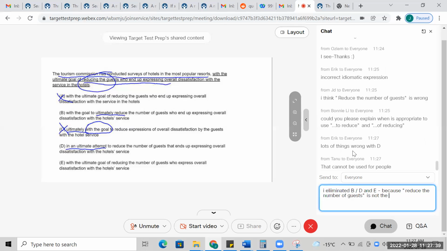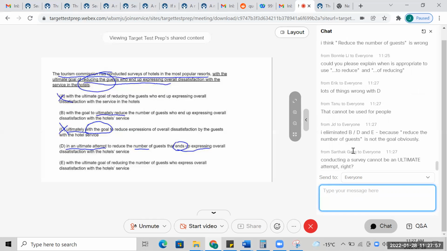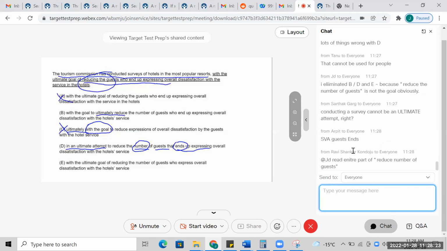Anyway, "in an ultimate attempt to reduce the number of guests that ends up expressing"... wait, a number? Ends up expressing? Notice what they did here. "Ends up" is a singular verb, so it must go with "number." But is the number expressing dissatisfaction? So once again, by reading this very literally, we can't have the number ends up expressing, and "guests" won't work with "ends up" because guests is plural and ends up is singular. Guests doesn't work with subject-verb agreement, so D is gone. That's one of our easy outs.